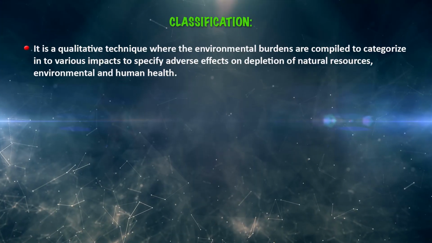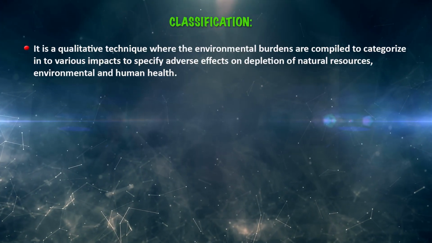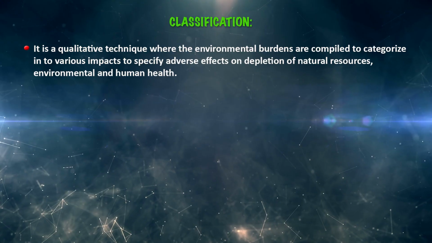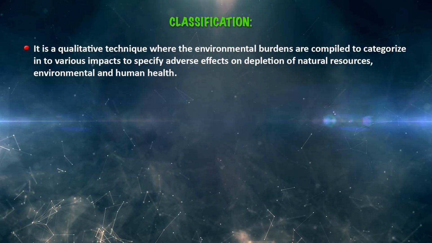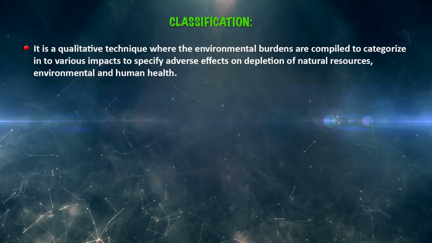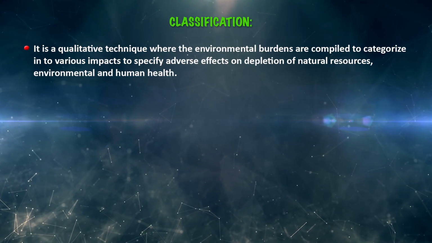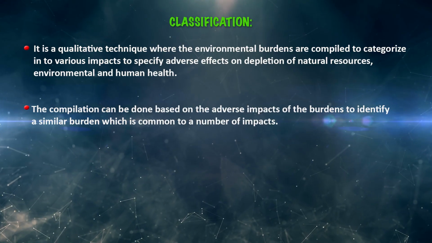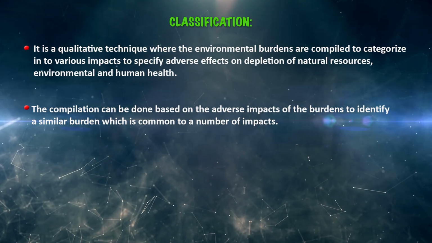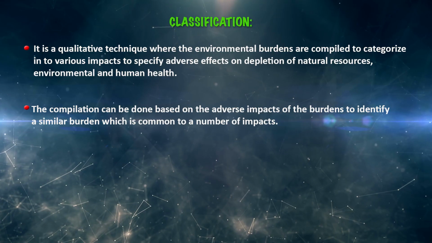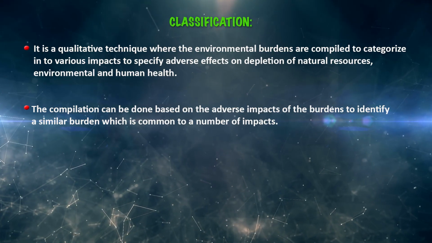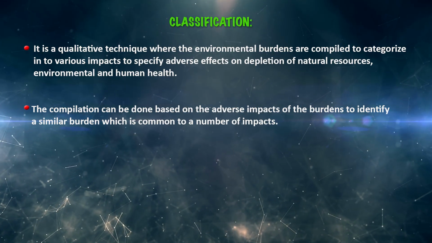So first we will see the classification. We know that it is a qualitative technique, where the environmental burdens that are compiled are categorized into various impacts to specify adverse effects on depletion of natural resources and also environmental and human health. So the compilation can be done based on the adverse impacts of the burdens to identify a similar burden which is common to a number of impacts.